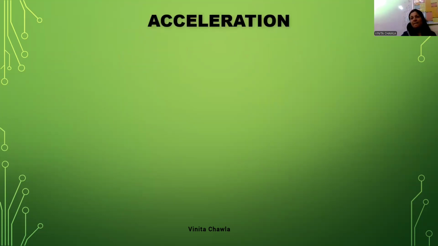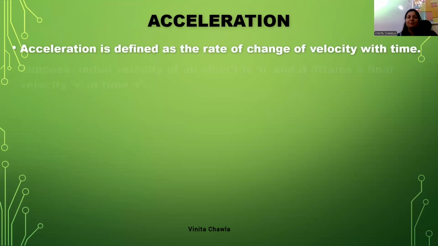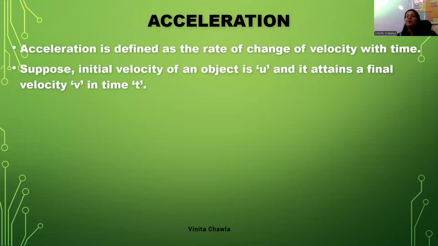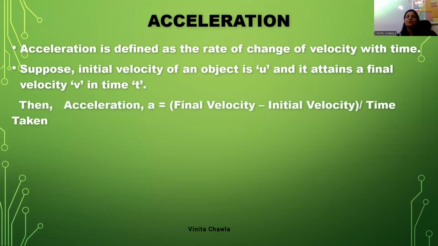Next topic is acceleration. So what is acceleration? We have an accelerator in cars. We press the accelerator and the speed of the car increases. When we release the accelerator, the speed of the car decreases. Acceleration is the rate of change of velocity with respect to time. If the initial velocity of the object is u and it attains velocity v in time t, then acceleration is v minus u by t, that is, final velocity minus initial velocity upon time taken.